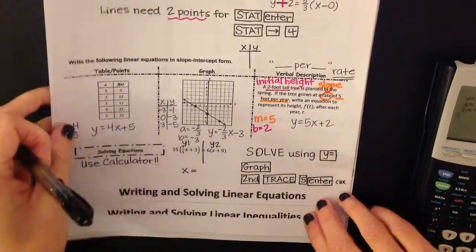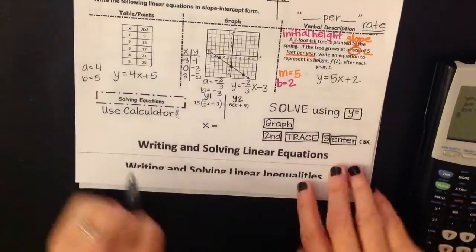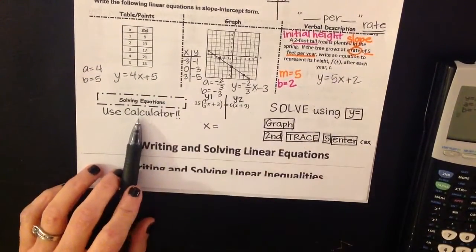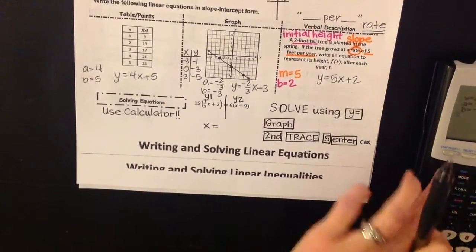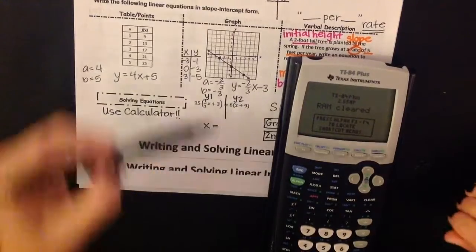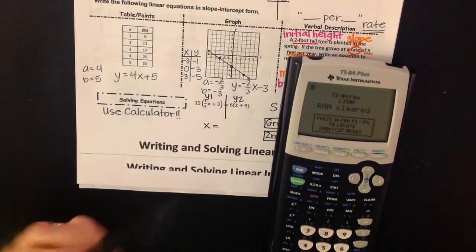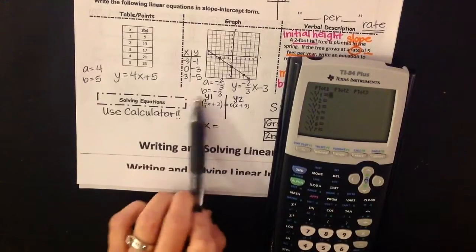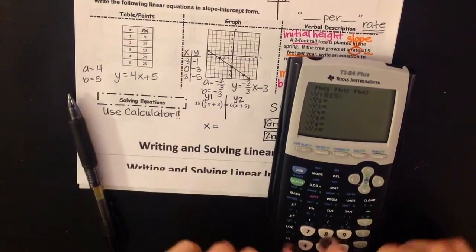Okay, now let's look at solving equations. If you're going to solve equations, it's easier if you use your calculator. You can certainly work these out by hand, but I like to use my calculator. So I'm going to clear my memory. Here's how you do this. You're going to draw a line right down the middle at your equals sign, and you're going to use your y equals. And everything before the equal sign is going to get typed into y1.